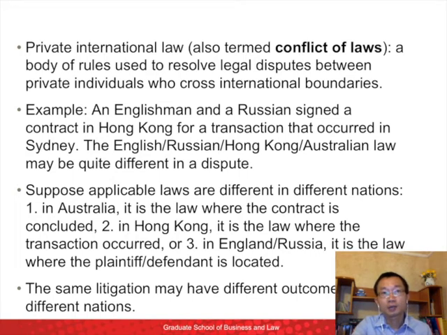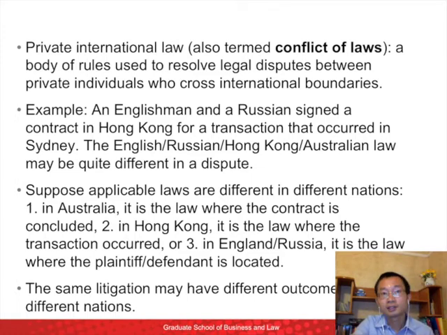Let's make up a hypothetical example to illustrate private international law. A person from England and a person from Russia signed a contract in Hong Kong to have a transaction. The transaction occurred in Sydney. Let's suppose the English law, Russian law, Hong Kong law, and Australian law may be quite different on the dispute arising from this contract.